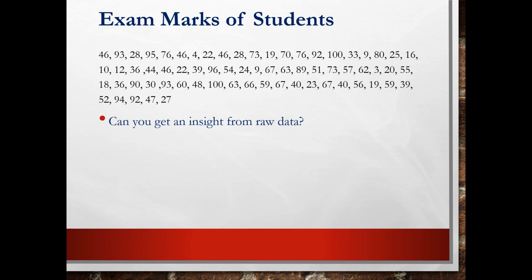So can you get an idea about the students' performance just by looking at these raw numbers? You can't even see what is the most common mark or the lowest mark. That also is hard to identify from these raw marks. This is called raw data, or the data that we collected as it is. So to get a decision from this data, we need to analyze it. So that's what we are going to learn.